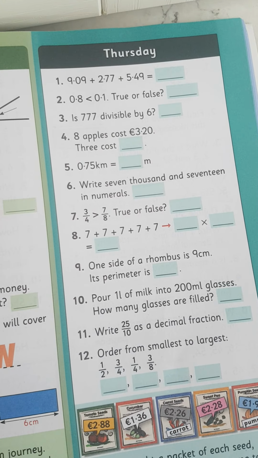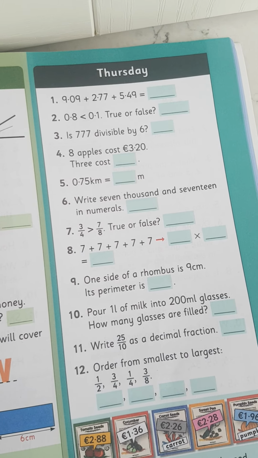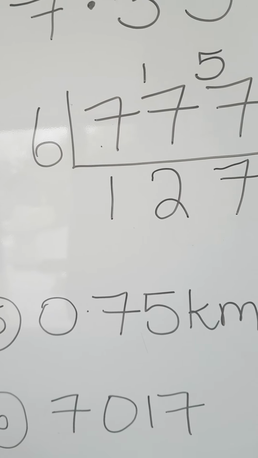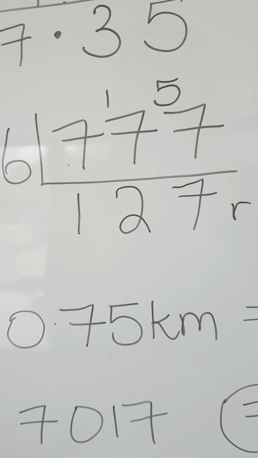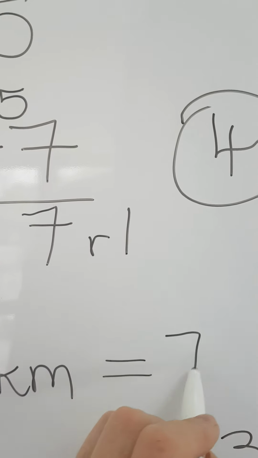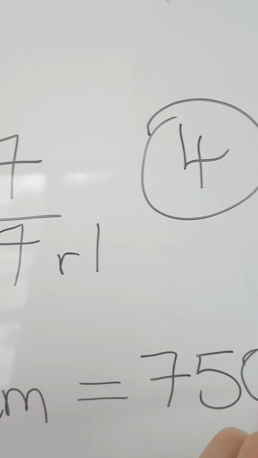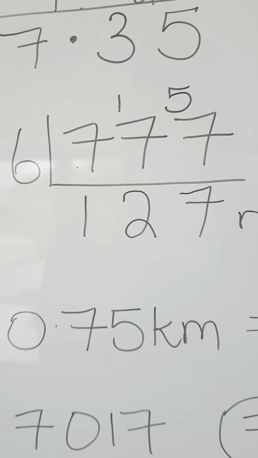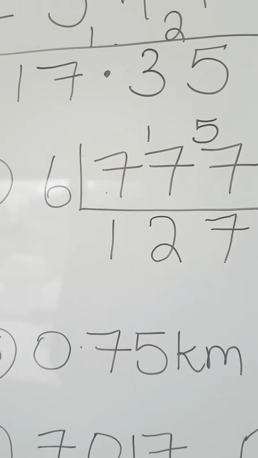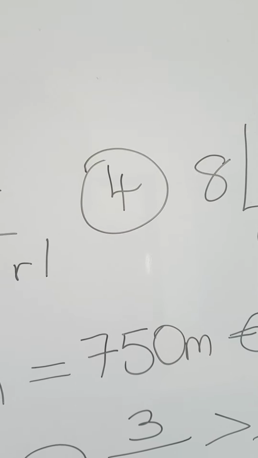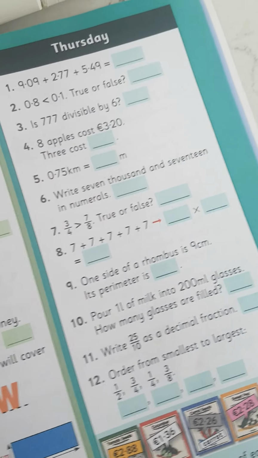Okay, question 5. 0.75 kilometers. We need to write that as meters. So keeping in mind that there's 1,000 meters in a kilometer. So don't be tempted now to write 75 meters. It's going to be 750 meters, sorry. So remember 0.75 is like 3/4 of a kilometer, and 3/4 of a kilometer would be 750 meters.